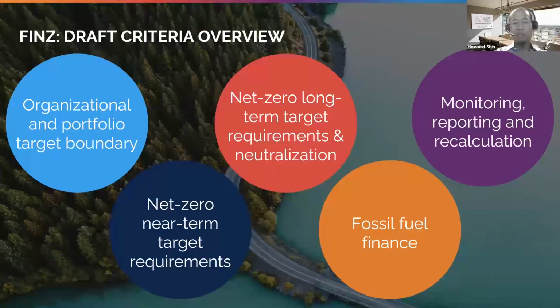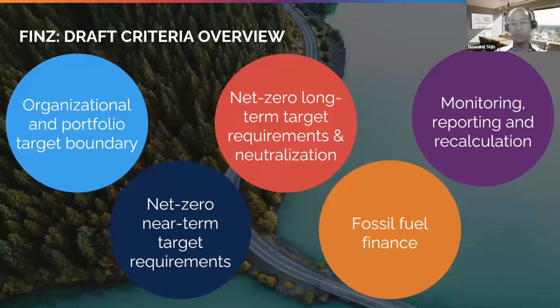So when we establish that kind of framework, we look at 5 different types of criteria that we think are necessary to make these targets robust and transparent. So the first is organizational and portfolio target boundary. This represents the scope of the different types of financial activities that should be considered and how they should be prioritized over time. We then have criteria on near-term and long-term targets that address the type of targets that should be set, the granularity, and the different ambition rates expected over the near-term and long-term timeframes.